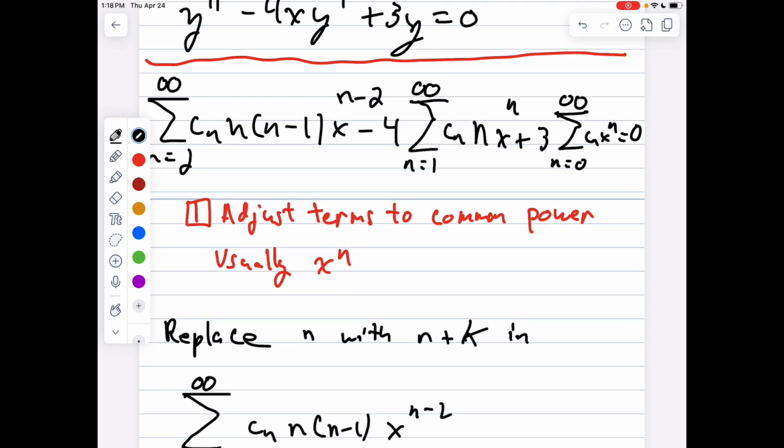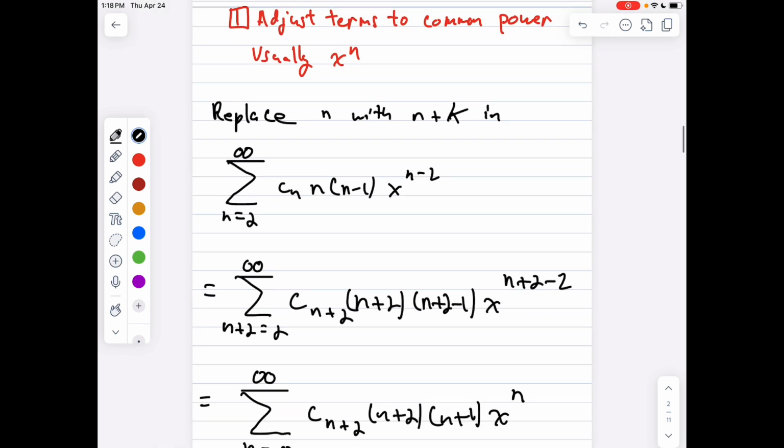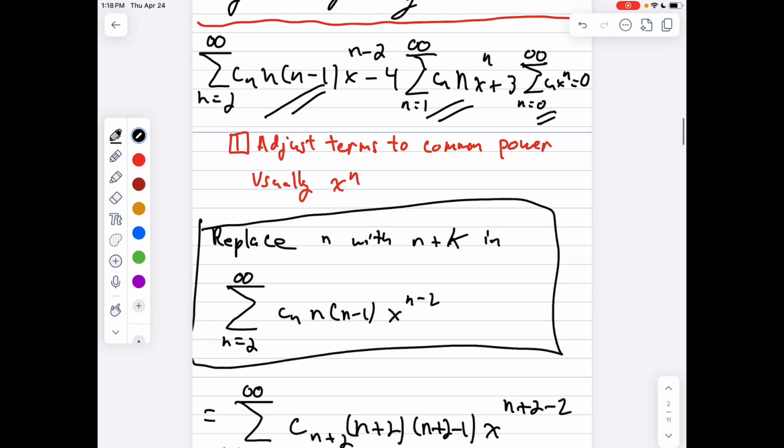Now, in order to proceed, the easiest thing to do is usually to adjust the terms to a common power. What I mean is have all the terms be x to something; in this case, I think it's easiest to use x to the n. If anything common works, but x to the n is usually your best case. And how do I do that? The usual way is to replace n with n plus something in each of the terms that don't have x to the n. In our case, the only term that doesn't have x to the n is the x to the n minus 2 term, this first one right here.